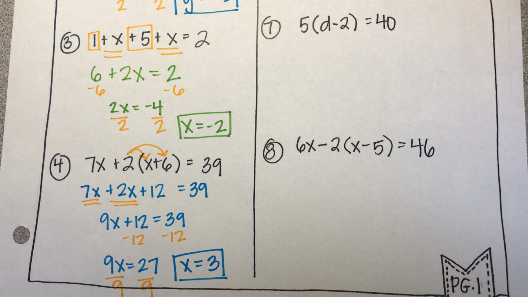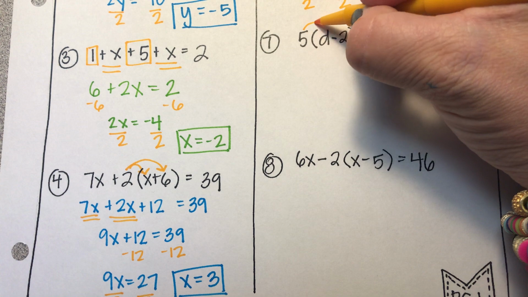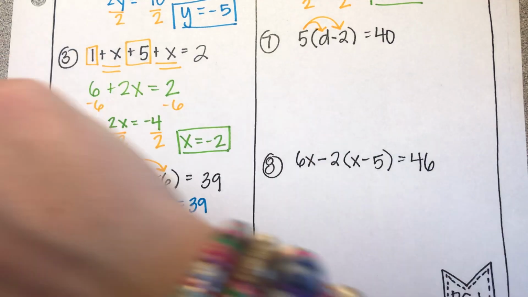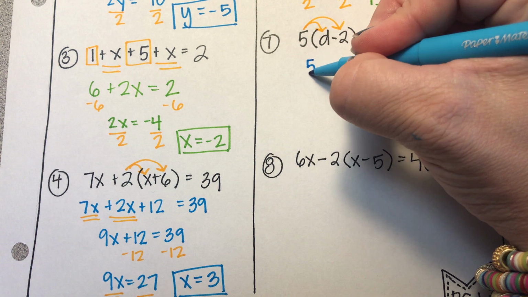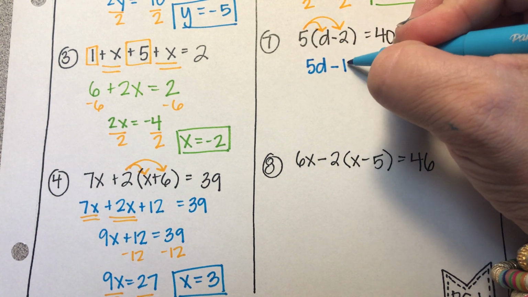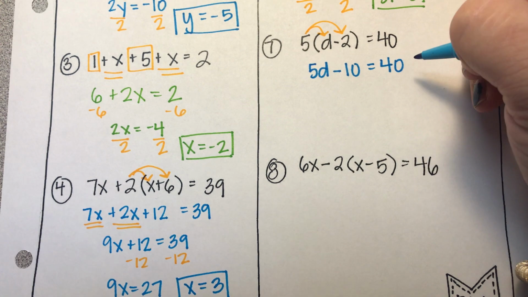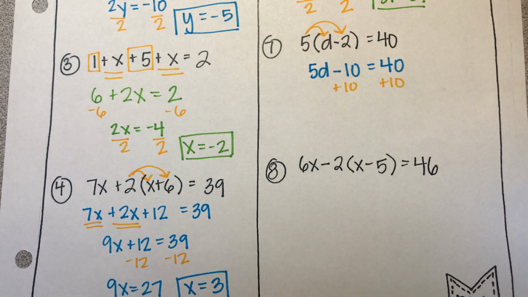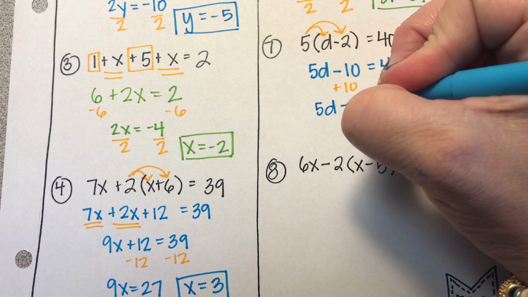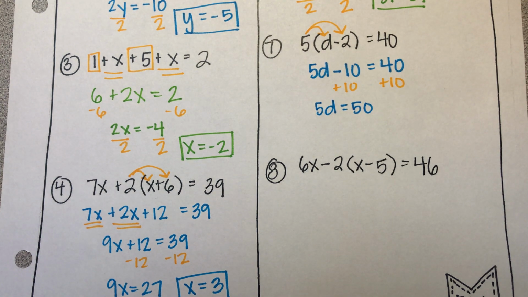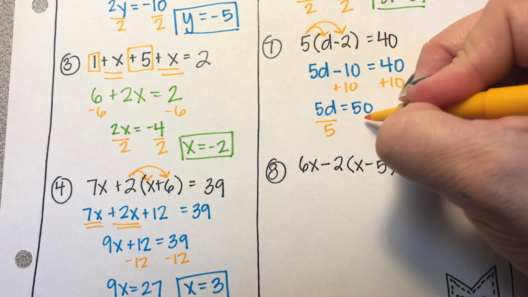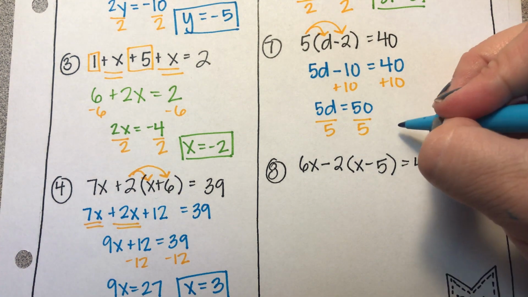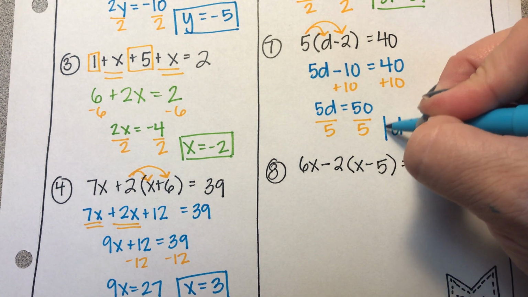Let's look at number 7. Well, actually, you know what? Why don't you try this one? Try number 7 on your own, pause it, and then come back. When we do our distributive property, 5 times d is 5d, minus 5 times 2 is 10, and that equals 40. So then we're going to add 10 to both sides. So I get 5d equals 50. Then we're going to divide by 5, and we get d equals 10.